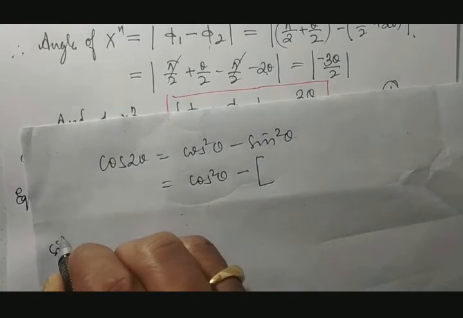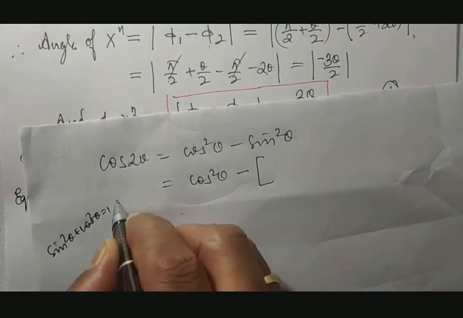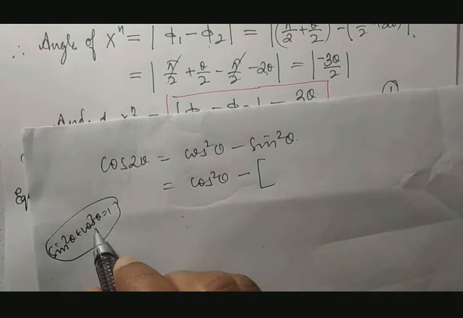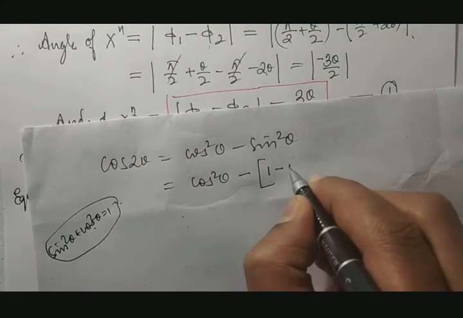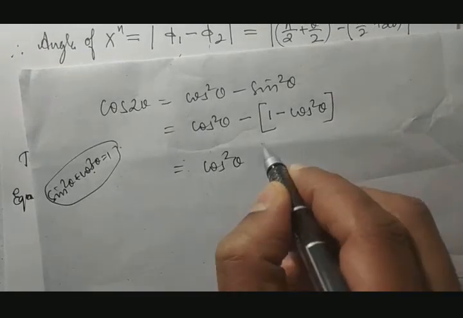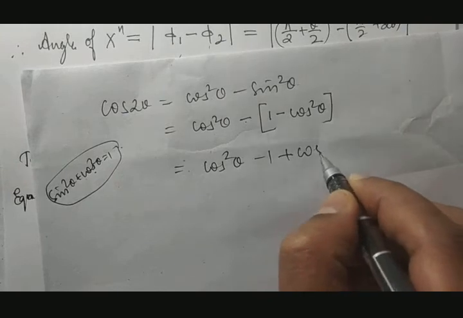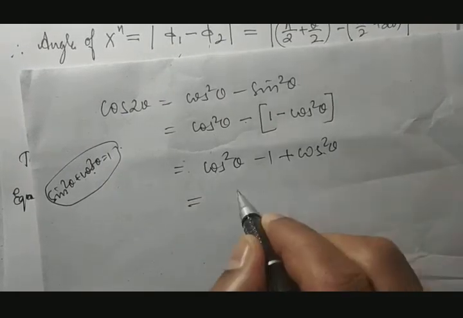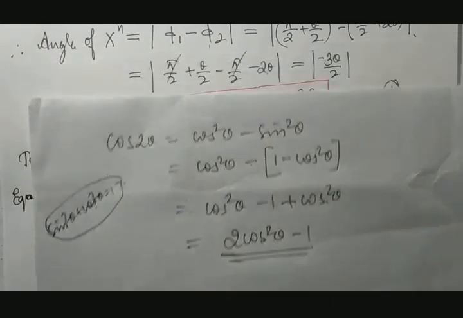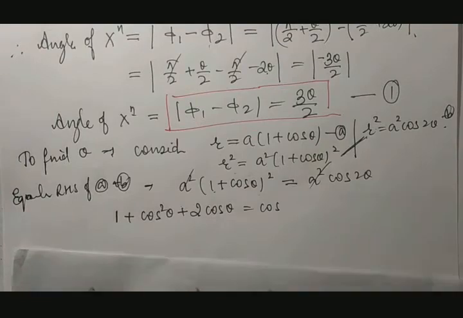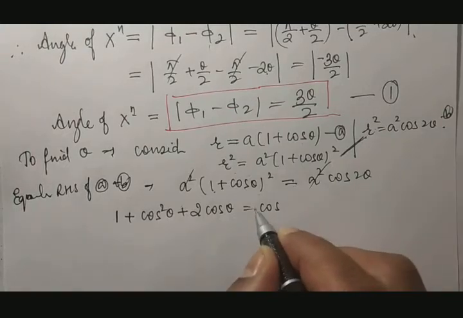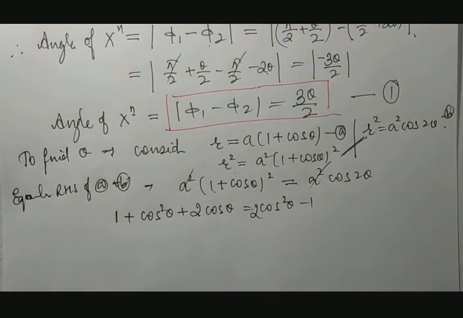We know that sin square theta plus cos square theta is equal to 1. Then what is sin square theta? 1 minus cos square theta. So this is equal to cos square theta minus 1 minus cos square theta, minus of minus plus cos square theta. So it can be taken as cos square plus cos square, 2 cos square theta minus 1. Clear? Therefore, this cos 2 theta can be taken as 2 cos square theta minus 1.